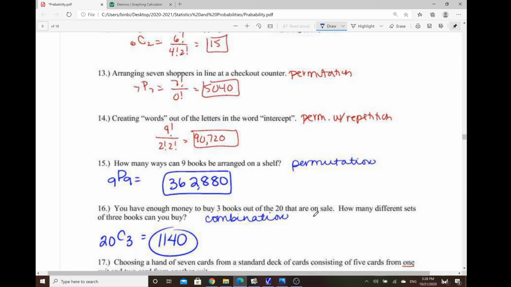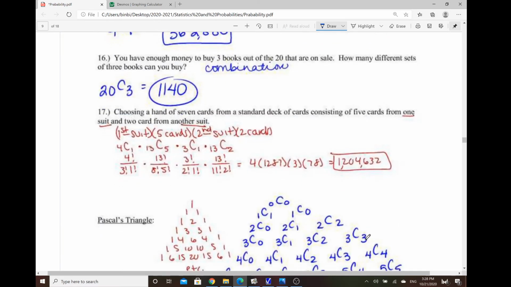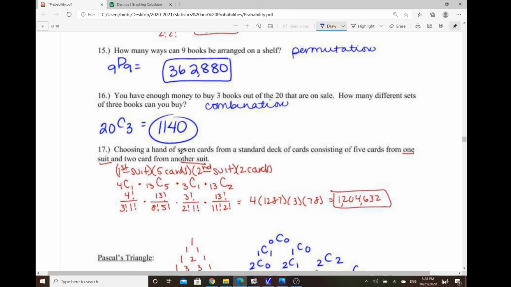And you have enough money to buy 3 books out of 20 that are on sale. How many different sets of 3 books can you buy? So for this one, order does not matter, combination. So 20 choose 3. And then choosing a hand of 7 cards from a standard deck of cards consisting of 5 cards from one suit and 2 cards from another suit.